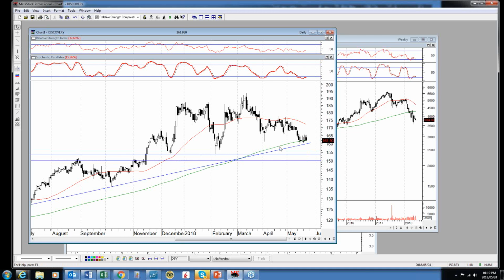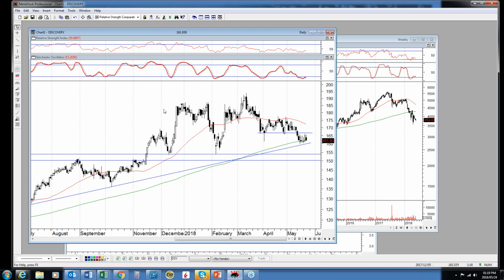The other thing is that the fact that it's broken below this zone of lateral support here at about 167 and is now establishing itself below that suggests to me that it might still have a little bit further downside to come. So 150, 155 is where I think it could possibly go. And if it manages to hold that level, then possibly it stages a little bit of a bounce from there. That's my gut feeling on it.